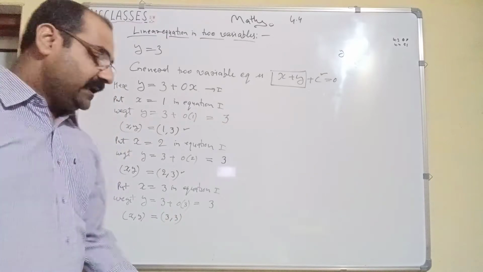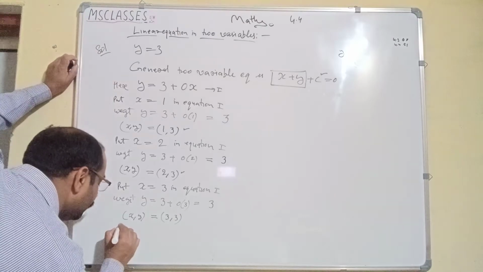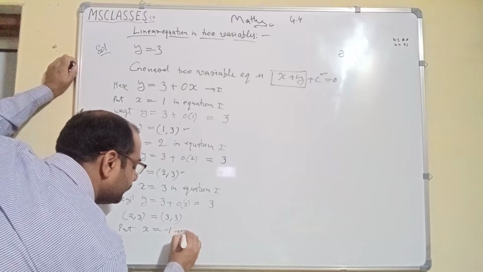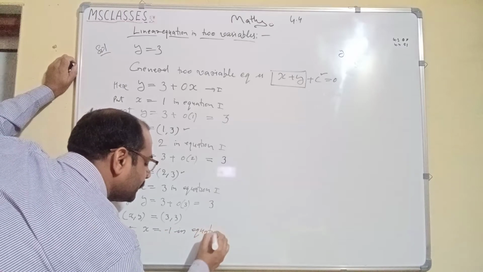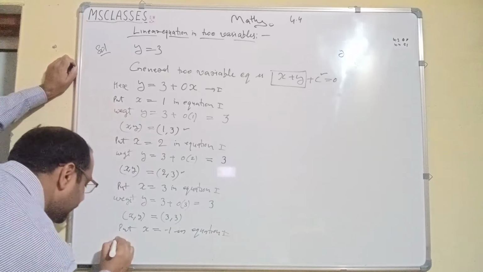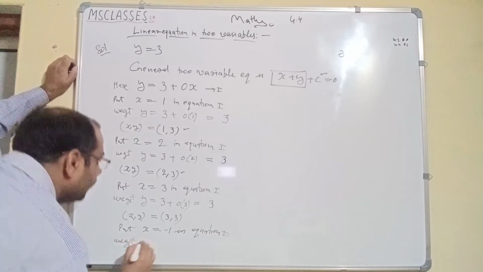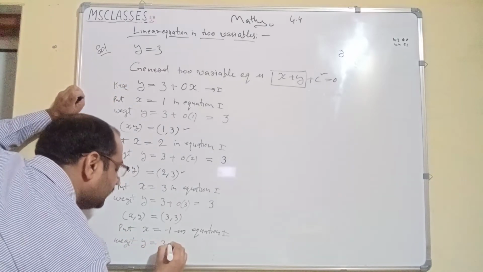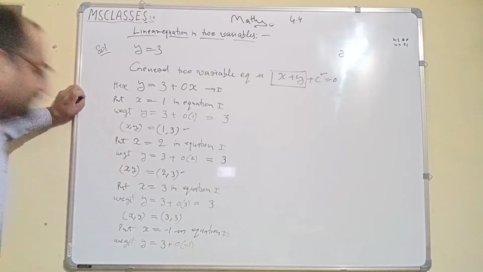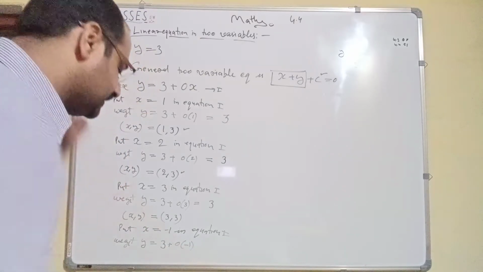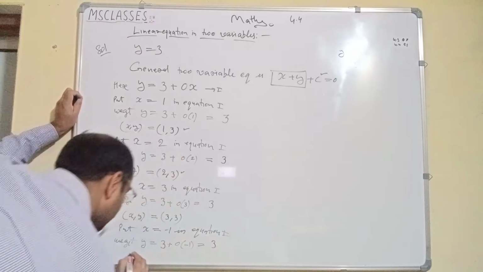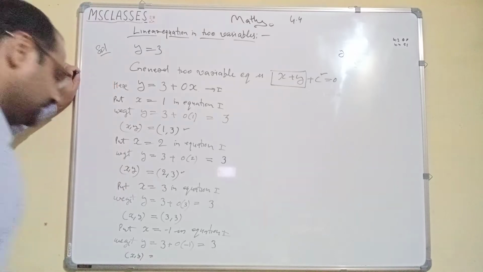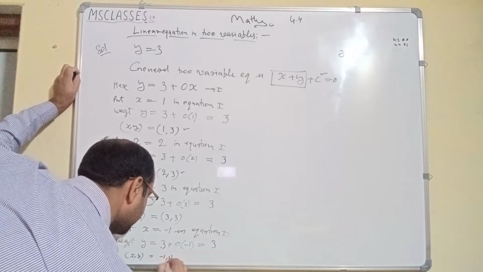If we take another value, this is equal to minus 1. Put x is equal to minus 1 in equation 1, we get y is equal to 3 plus 0 into minus 1. 0 into minus 1 means 0. Again we have only 3. So the fourth coordinate of our equation is minus 1 comma 3.